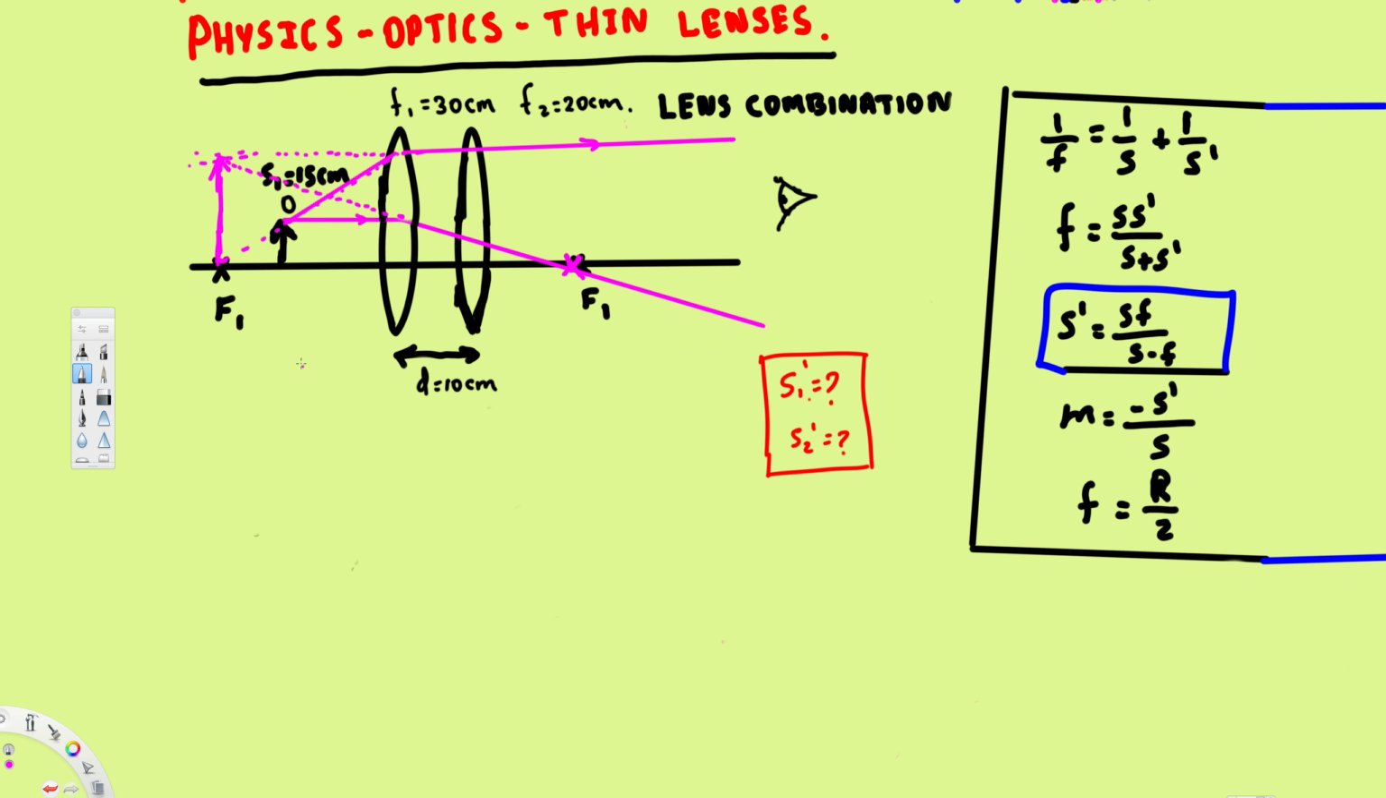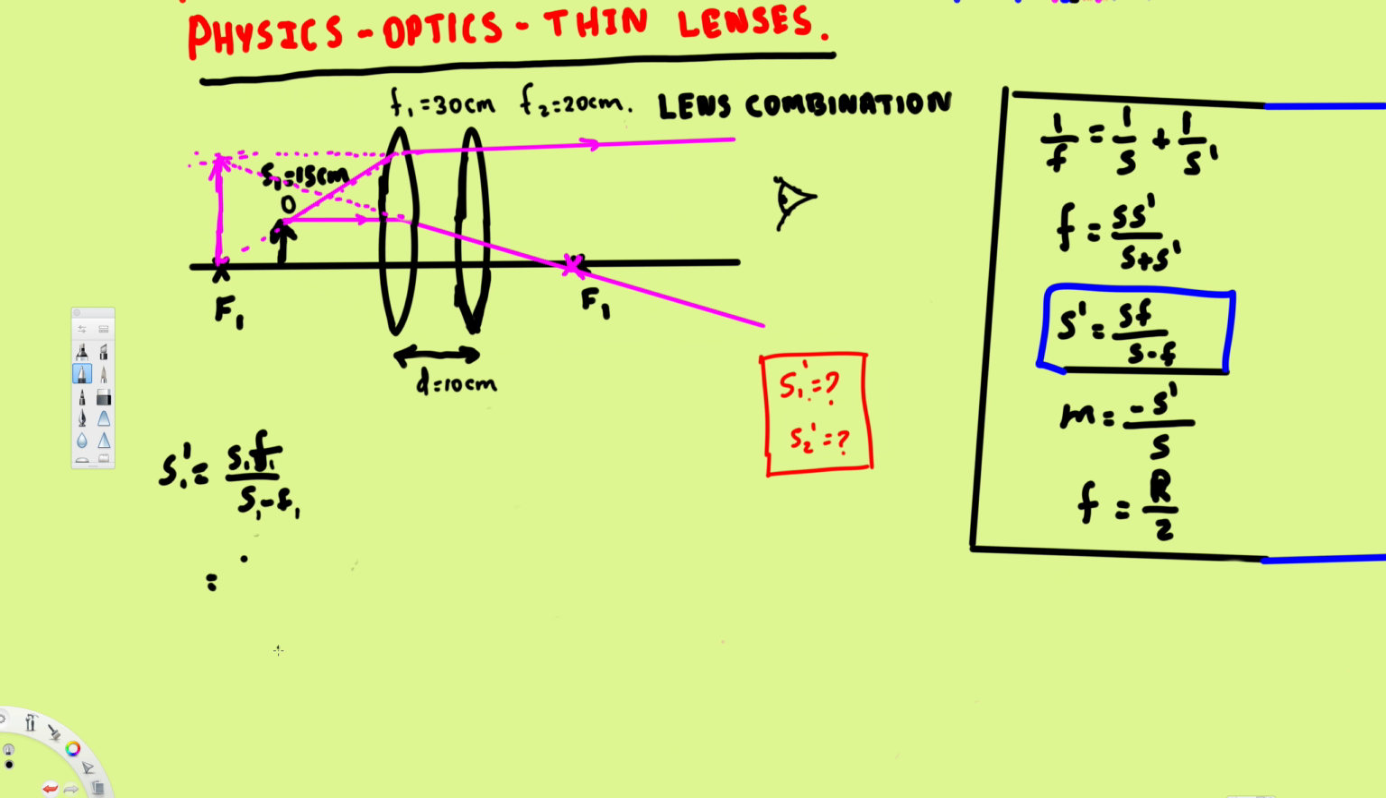Now let's see if it makes sense mathematically. To do that, I'm going to use this equation: s prime is equal to s f over s minus f, where s is the object distance, s prime is the image distance, and f is the focal length. The object distance is 15 centimeters. But before I do that, I identify this as S1 because we are going to deal with two objects. The image of the first one is going to be the object for the second lens. So this is S1, object 1, and also image 1.